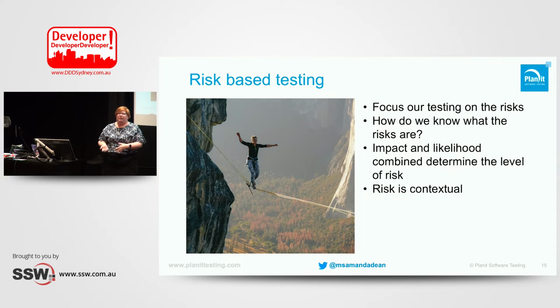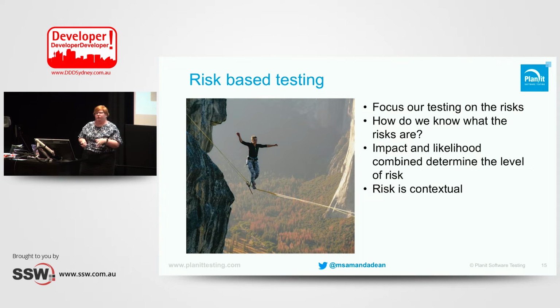And then we look at the likelihood. How likely is this to happen? In the case of the data being sent between systems, we knew that our middleware system wasn't particularly stable at the best of times. So the likelihood was particularly high of that happening, that it wouldn't be there and that we'd have some bills backed up that then wouldn't get paid. And we look at the impact and that likelihood together to work out what that level of risk is.